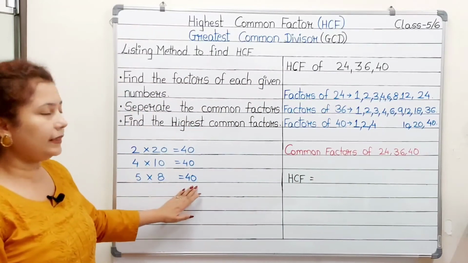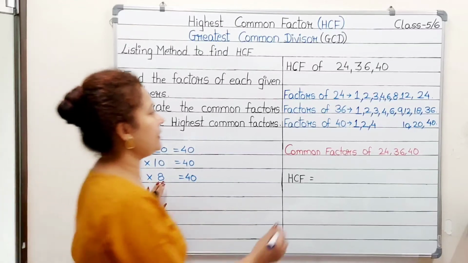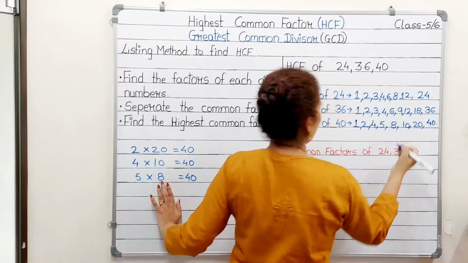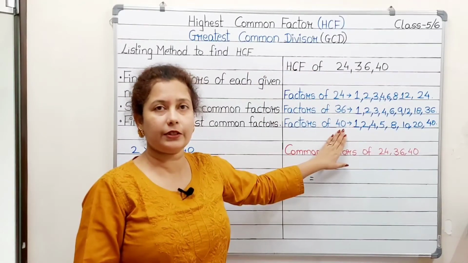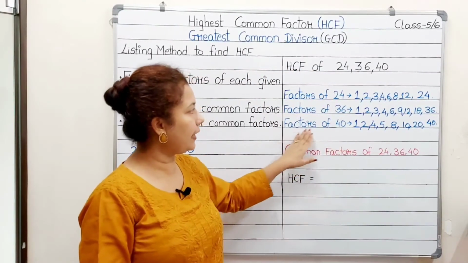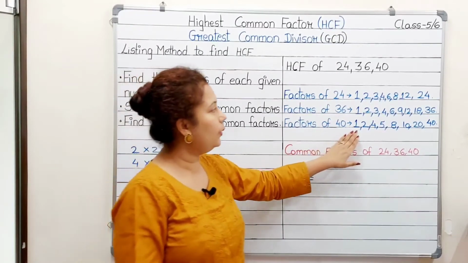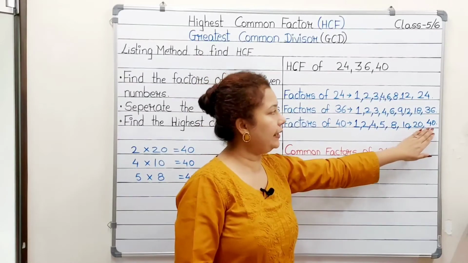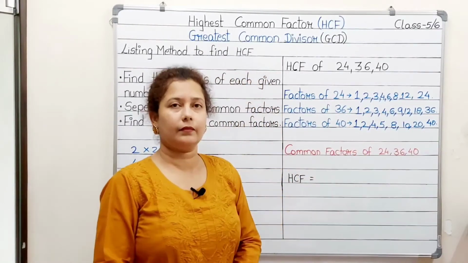5 into 8 is 40. So 5 and 8 are the factors of 40. 40 is not divisible by 9. So here factors of 40 are 1, 2, 4, 5, 8, 10, 20 and 40.